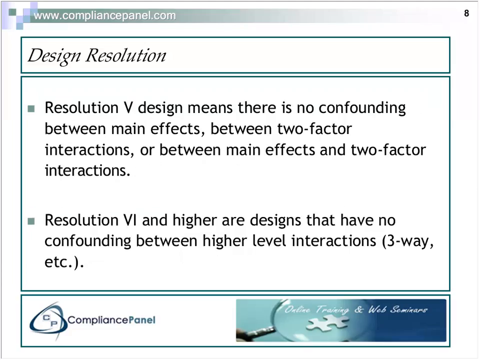A resolution 5 design means that there's no confounding between the main effects and the 2-factor interactions, and the 2-factor interactions are clear and free. And then a resolution 6 or higher means that we basically can start to estimate 3-factor interactions. Now, before we get going on, I want to get a resolution 6 design, understand that as your resolution increases, the number of runs will also increase. That's your first thing you have to keep in mind. The second thing is, don't pay with more runs to get a resolution 6 design if you really don't care about 3-way interactions, and most people don't care about 3-way interactions.